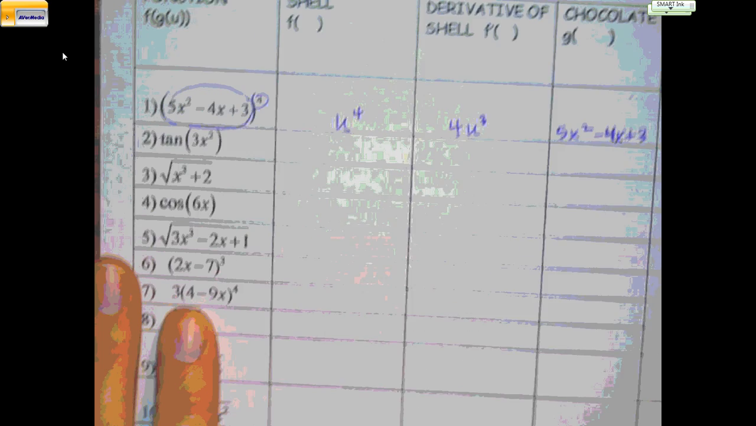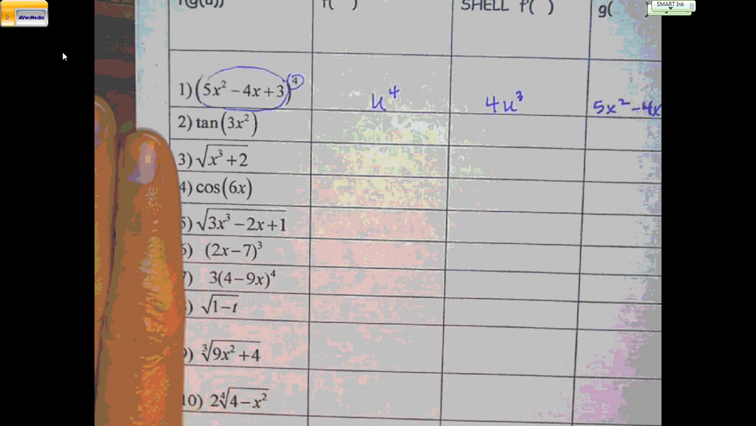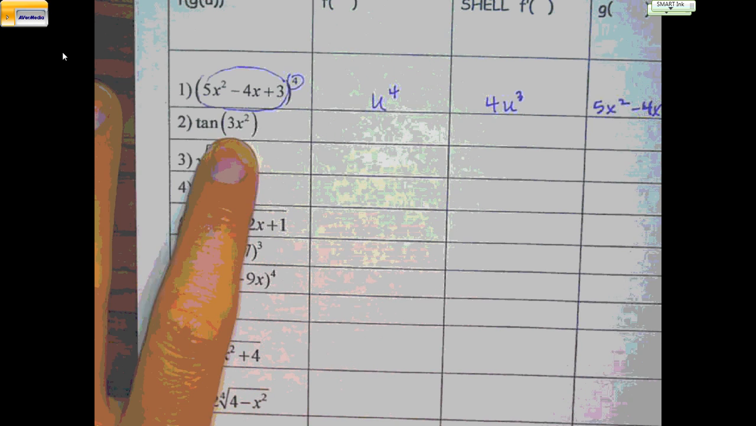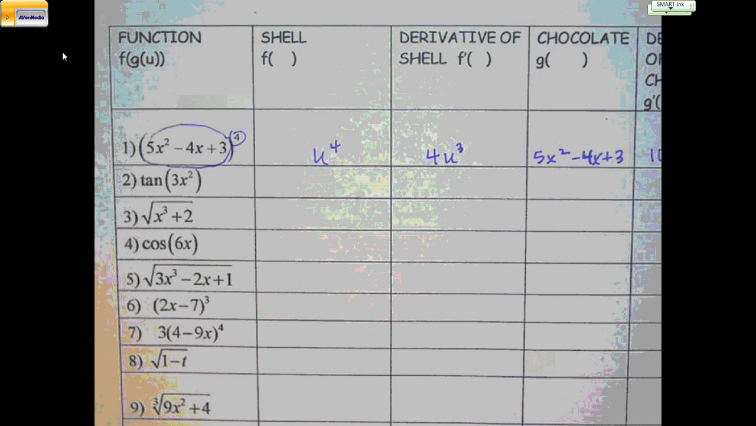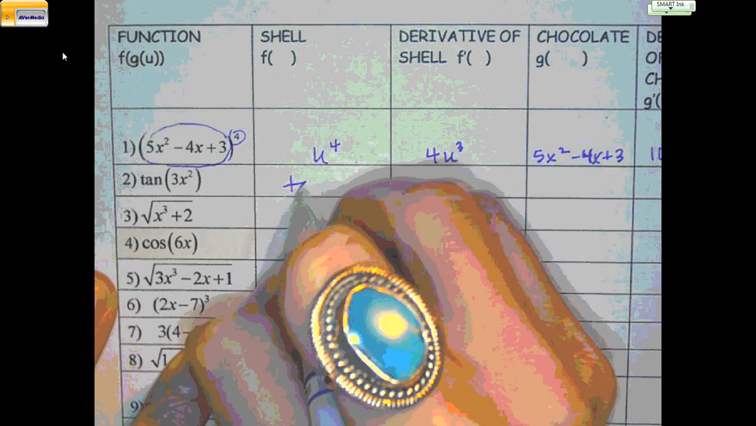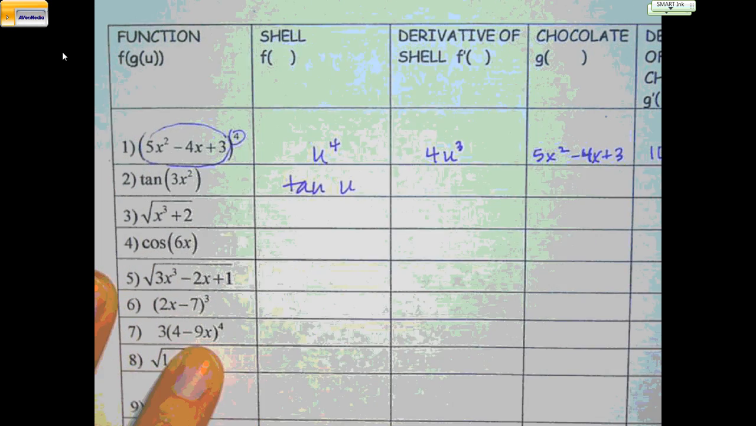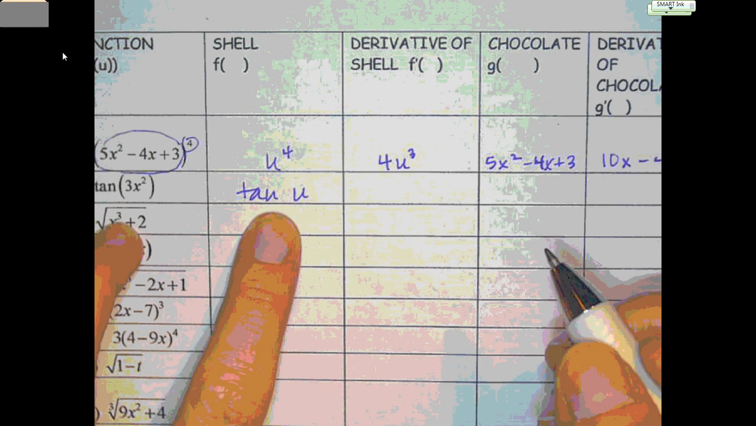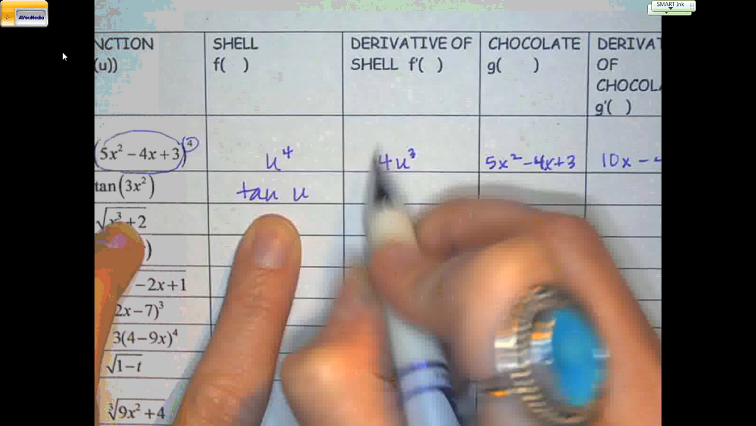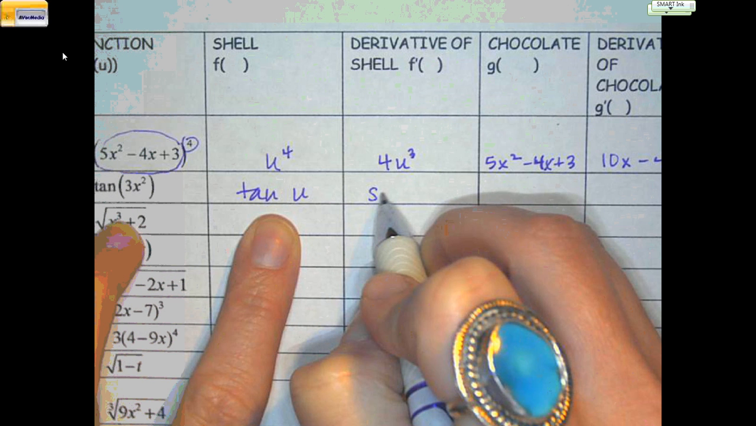Okay, let's move on. We have tangent of 3x squared, the quantity. Outer candy shell, the outer function is what? What's the bigger function here? The tangent. So tangent of u. Now we need to dissolve that candy shell. We need to perform the derivative on the outer function. What's the derivative of tangent of u? Secant squared u.